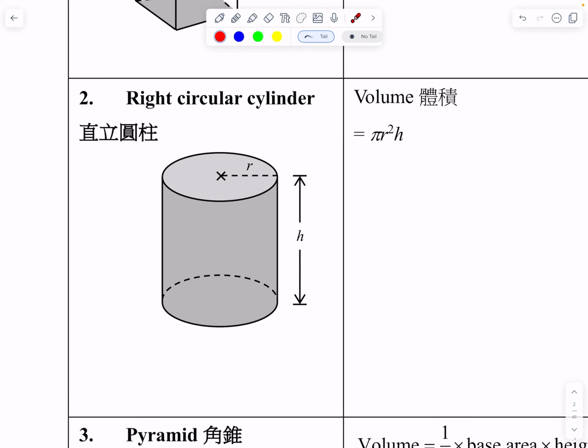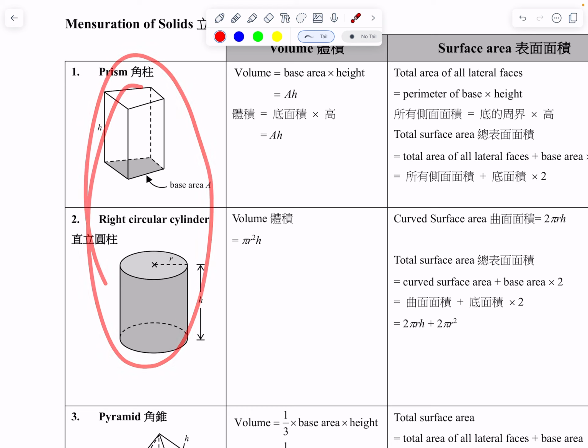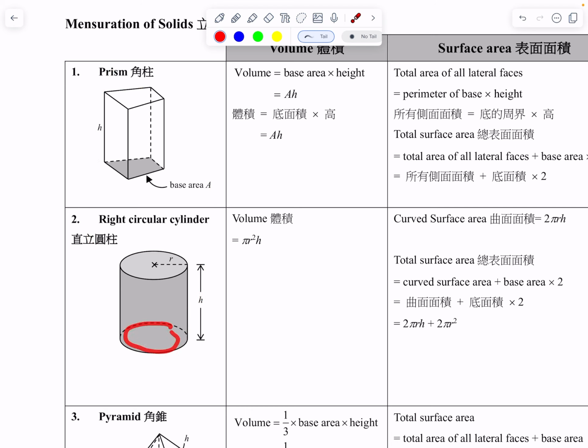Okay, then next thing, cylinder. What's that? Cylinder basically is similar to a prism. It's just that the bottom is a circle, the upside is a circle, and then it's curved on the side. So the volume, again, will also be base area times the height.